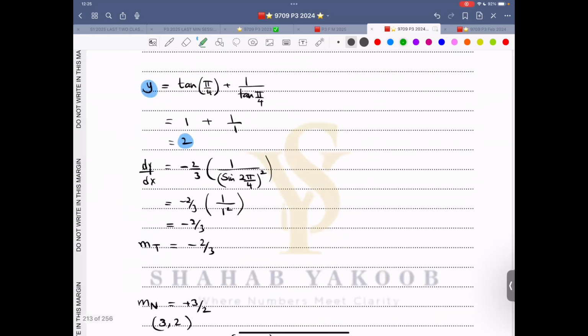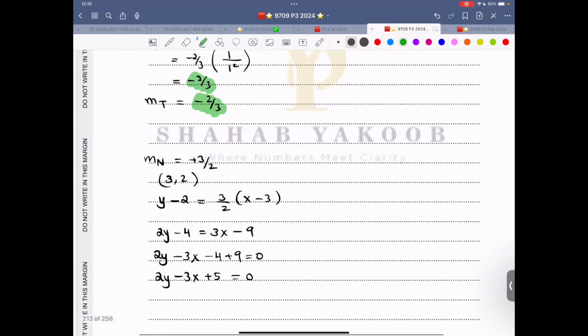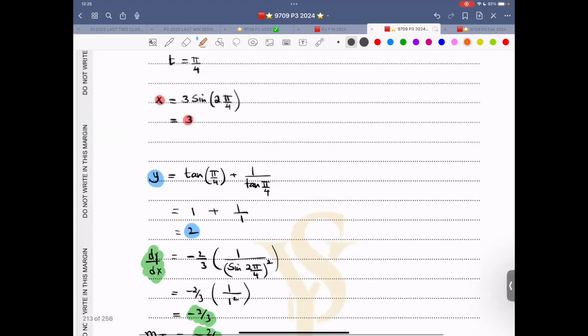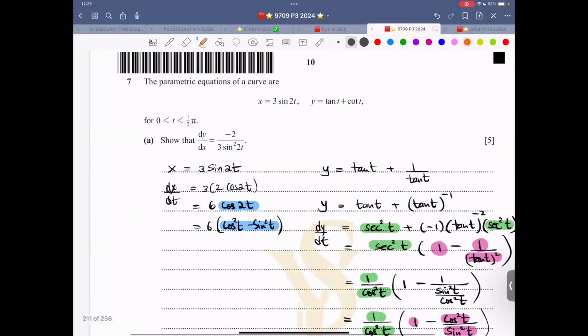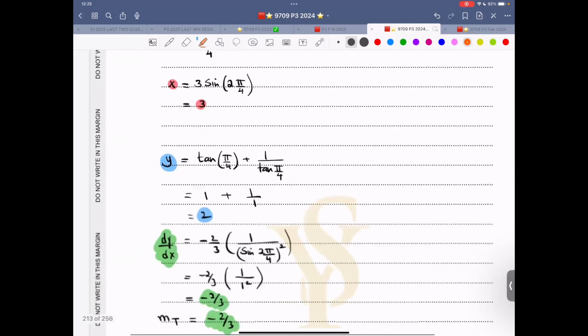dy by dx is coming out to be -2/3, which is gradient of the tangent. Therefore, gradient of the normal is the negative reciprocal. We already have the points that is right over here, 3, 2. So y minus y1 is equals to m times x minus x1. Simplify, and this is what you get. So that was very, very basic stuff. So 3 marks for the basic stuff and 5 marks for the other. So sometimes part 1 could be hard also.